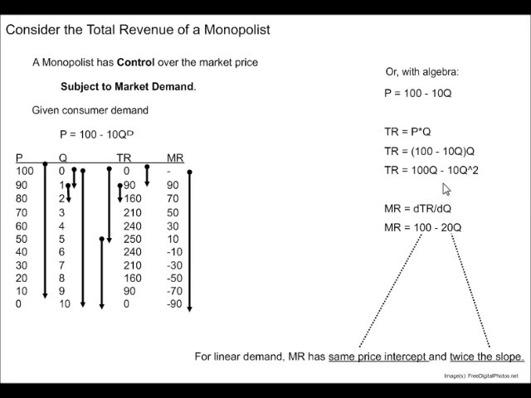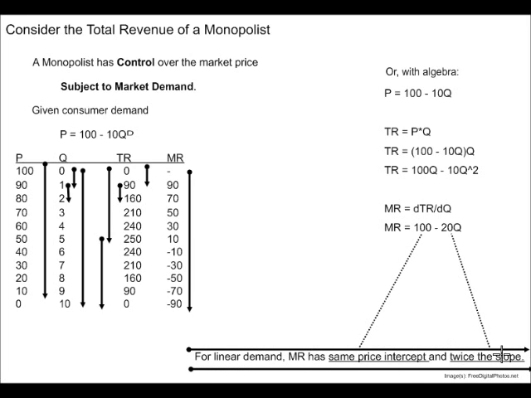The 100q becomes q, and the negative 10q squared: bring down the exponent, multiply it by the coefficient, reduce the exponent by 1, and we end up with negative 20q. This is what everyone needs to remember. Here's the punchline. For a linear demand curve, notice the relationship between marginal revenue and that demand equation.